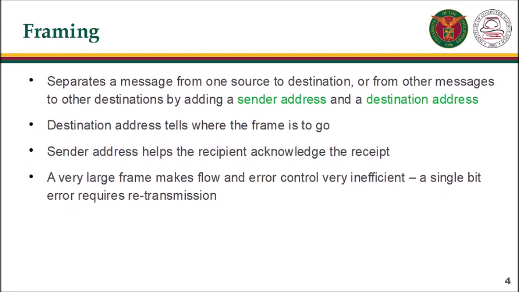Destination address tells where the frame is to go. Sender address helps the recipient acknowledge the receipt. A very large frame makes flow and error control very inefficient. A single bit error requires retransmission.